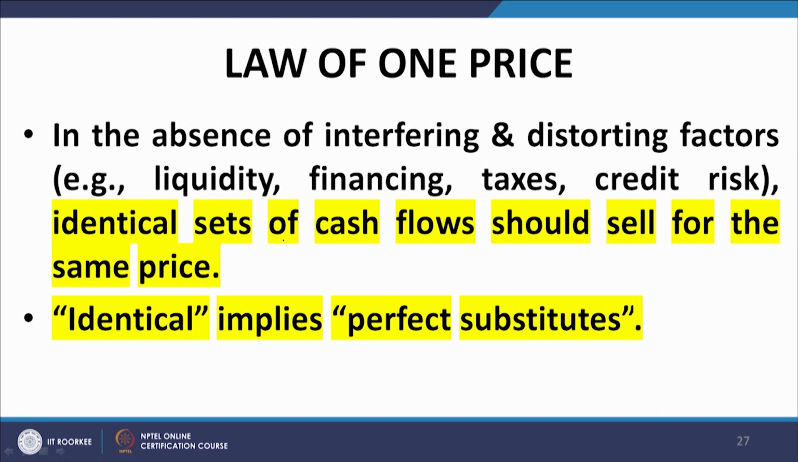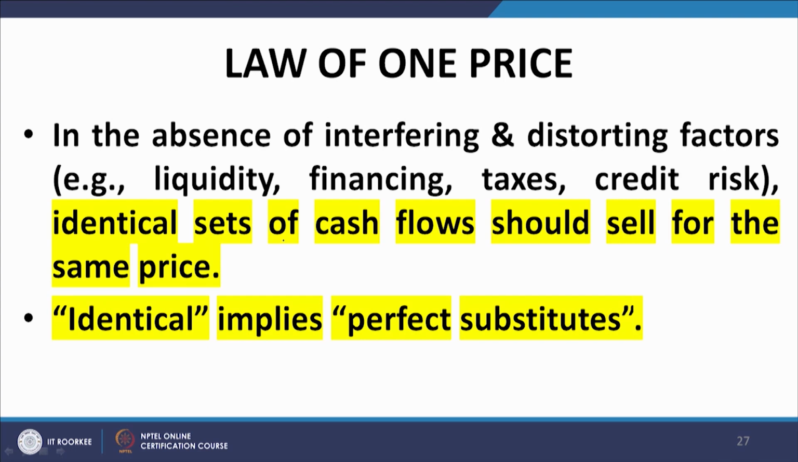So, if you have two assets whose cash flows are identical at any future date, then they must sell at the same price. If they don't, the phenomenon of arbitrage will come into play, and gradually the arbitrage profits would be extracted out of the system, and consequently the two assets would converge in terms of their returns.